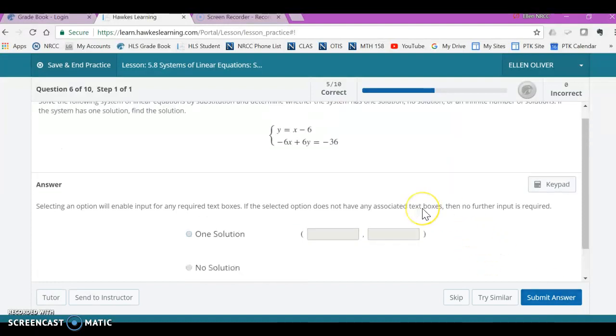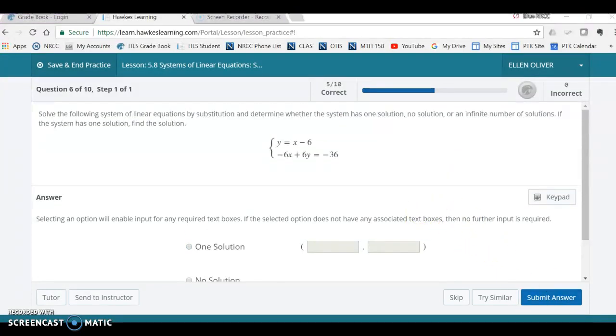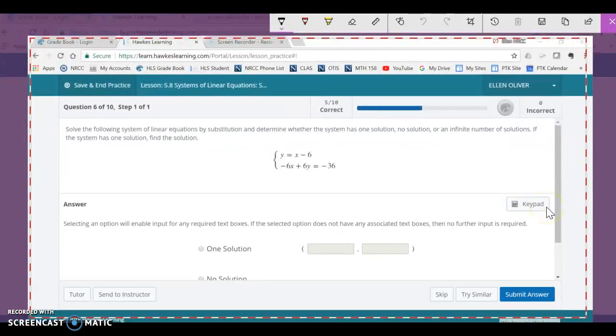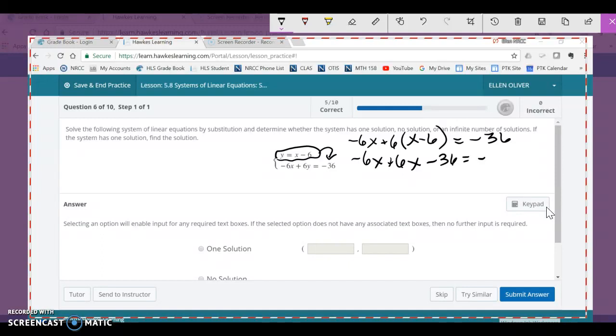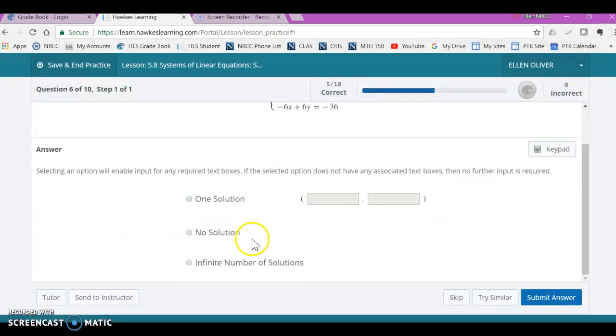And I think I have time for one more. All right, this one's great because it's already halfway done for you. Notice that first one is already solved for y in terms of x. So I'm just going to plug that into the second one. Every time I see a y, I'm going to write x minus 6. So negative 6x plus 6 times, instead of y, x minus 6 equals negative 36. Distribute. And you can see this is going to be another infinitely many solutions because those cancel each other out. Negative 36 equals negative 36. So that one was very quick and easy.